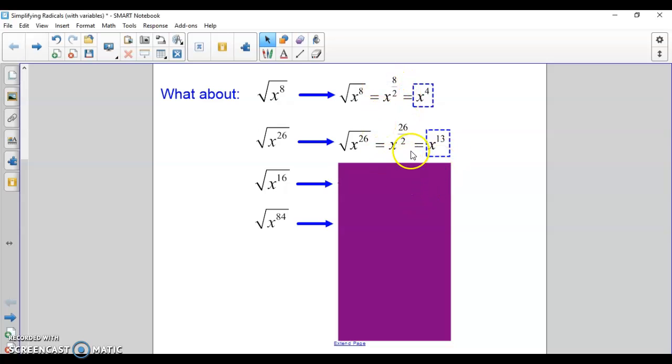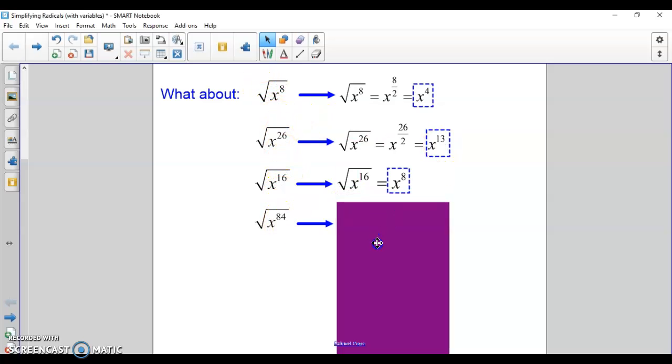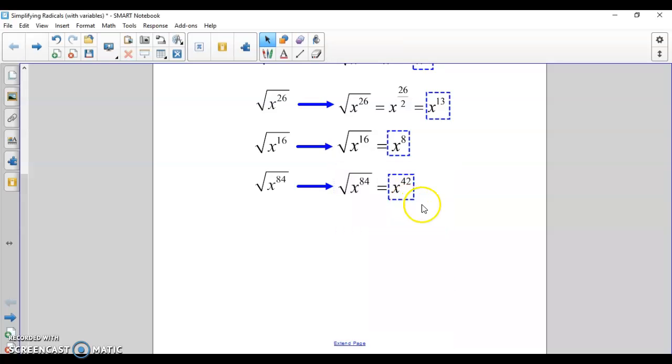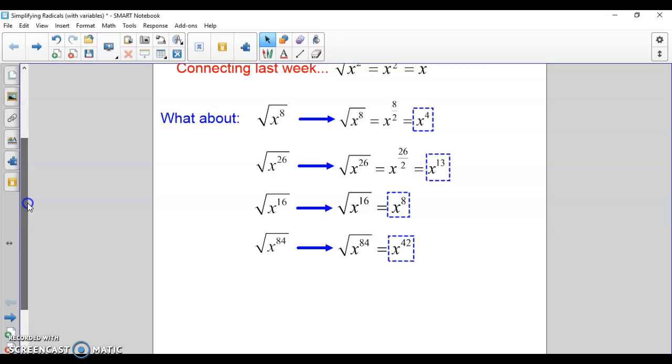Now, I don't need to see this step here. We should just be able to jump to the answer. When you're taking the square root of an even number, you're just dividing it in half. So square root of x to the 16th is just half of 16, which is just 8. Half of 84, we get 42. So we have our answers there. Square root of an even exponent should be easy stuff. Going through that part quick.